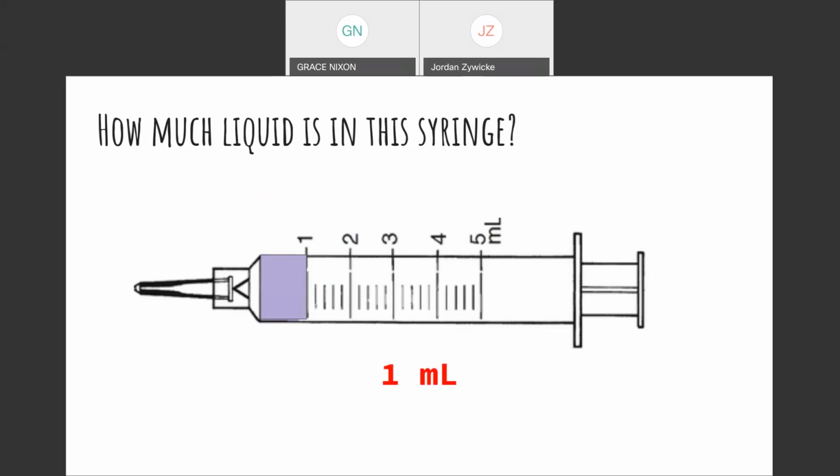All right, so if you said 1 milliliter, that is correct. So as you can see, this syringe has 5 big tick lines, 1 for 1 milliliter, 2 for 2, and so forth. The purple liquid goes up to that 1 ml tick mark, so there is 1 milliliter of fluid in this syringe.